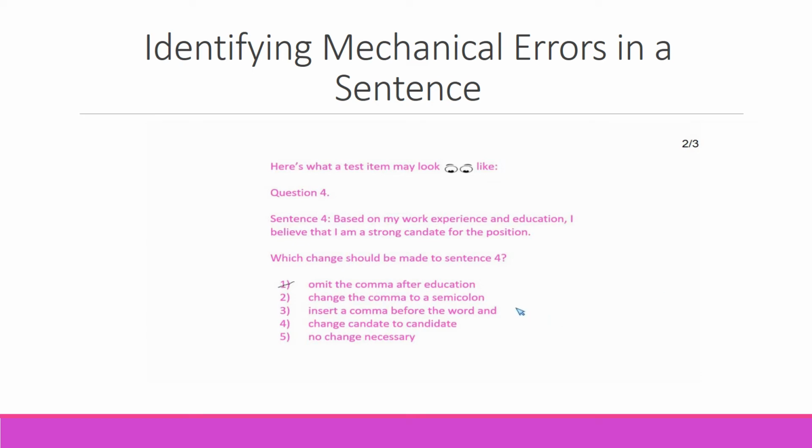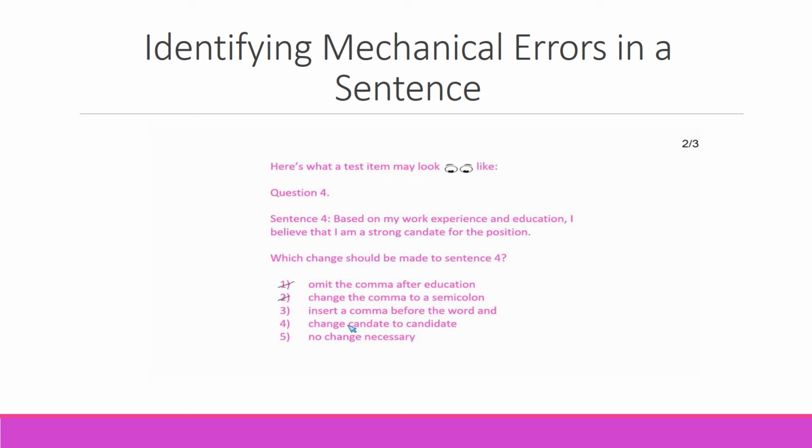When we look at option number 2, it asks us to change the comma to a semicolon. Well, we have already determined that the comma is correct in terms of separating out two clauses. So we know that option 2 will not work, and so we're going to cross out option 2.